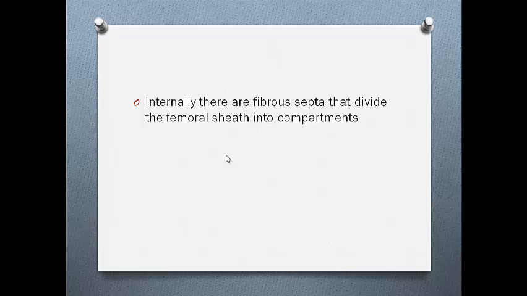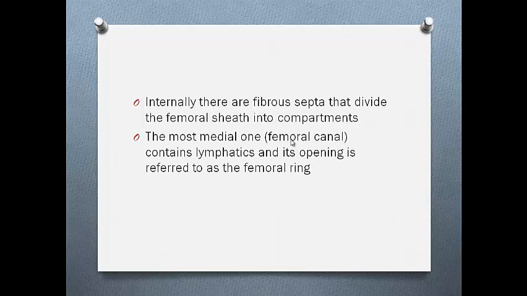Now, internally, so inside the femoral sheath, you have fibrous septa that divide the femoral sheath into compartments in a way that each structure is found in its own separate space. Now, there's a part of the femoral sheath that is found most medially, and this is called the femoral canal. So this is one of the compartments inside the femoral sheath. Usually this compartment contains lymphatics, and it has an opening that is referred to as the femoral ring.